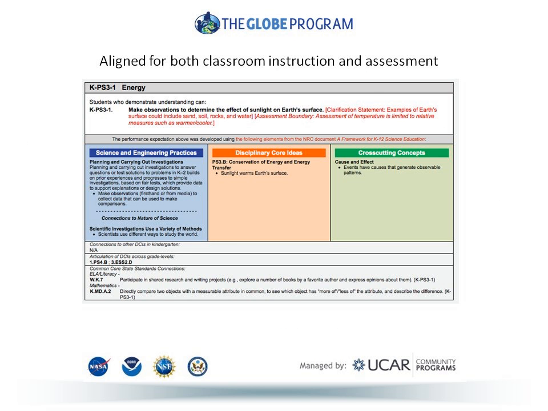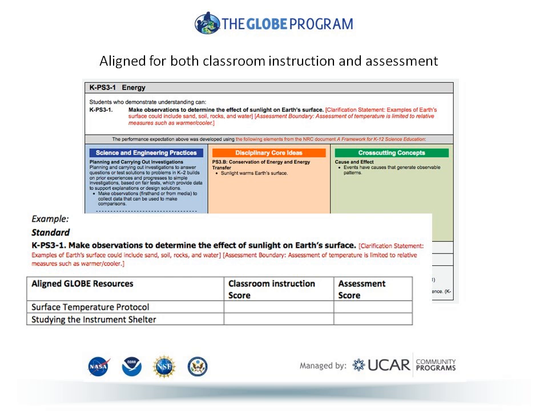So they were aligned for both classroom instruction as well as assessment. This is an example of one of the forms that they filled out. This is the kindergarten standard: make observations to determine the effect of sunlight on Earth's surface. And so each of our different resources, here we have surface temperature protocol, would get a score for classroom instruction as well as assessment.